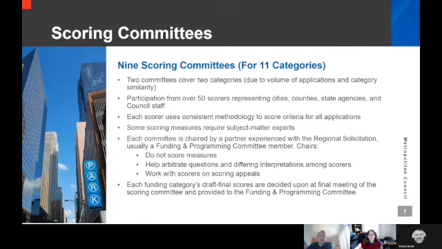So we have 11 traditional scoring categories that were shown in a table a few slides ago. And we do not score unique projects and the ABRT in this manner. But from those 11 categories, we have 9 scoring committees. We do combine a couple of them.